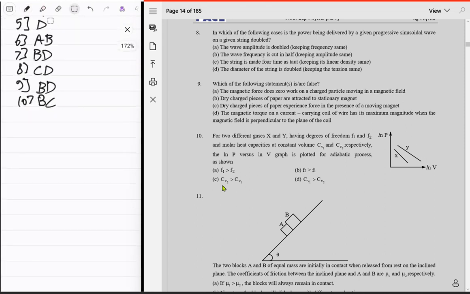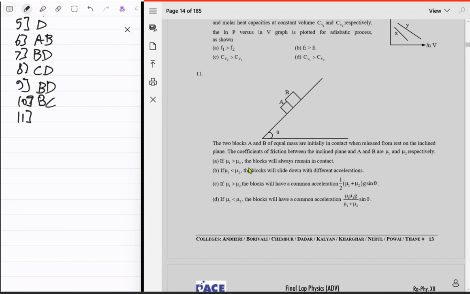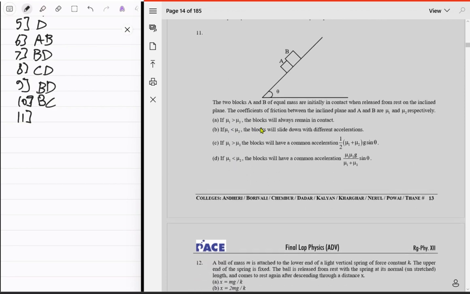Okay, two blocks A and B of equal mass are initially in contact when released from rest on an inclined plane. The coefficients of friction between the inclined plane and A and B are mu1 and mu2. If mu1 is bigger than mu2, it's like mu1 g sin theta retardation or whatever. So if mu1 is bigger than mu2, the blocks will always remain in contact. I believe so, yes. If mu1 is less than mu2, the front block A will move ahead. Blocks will slide down with different accelerations. Yes. So A is correct, B is correct.